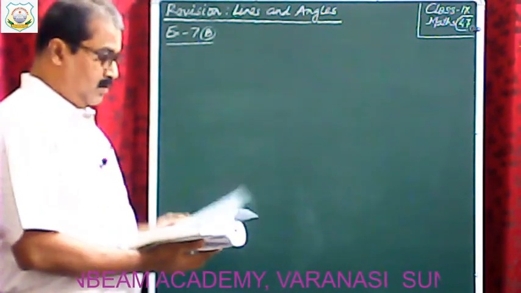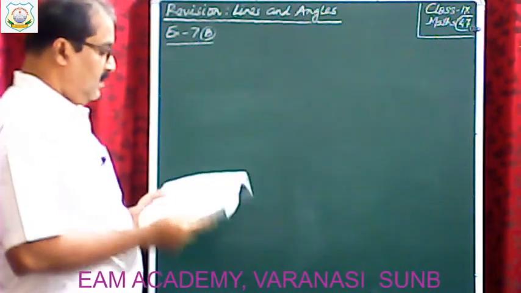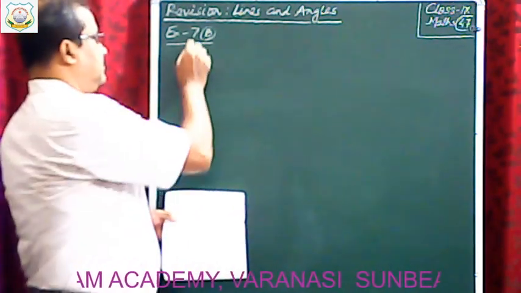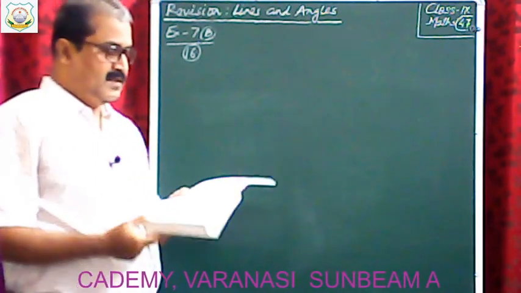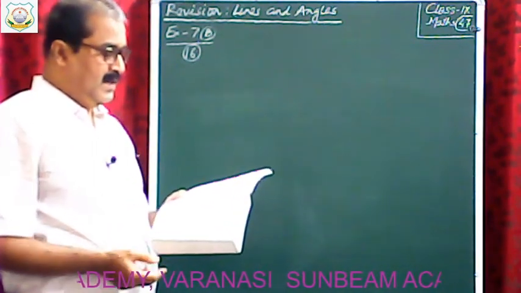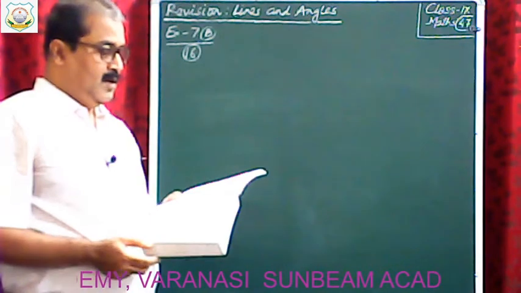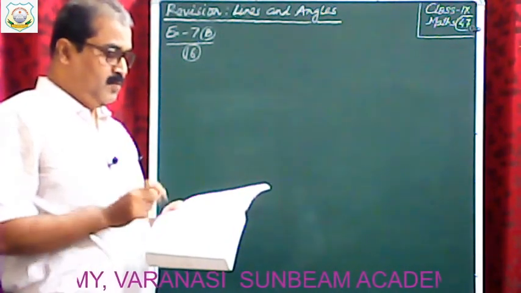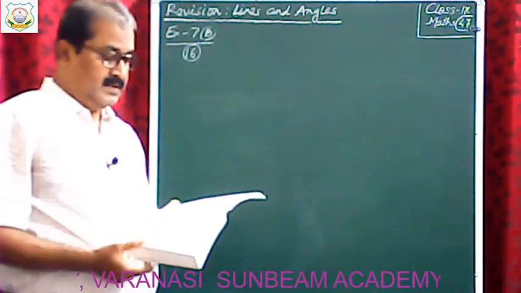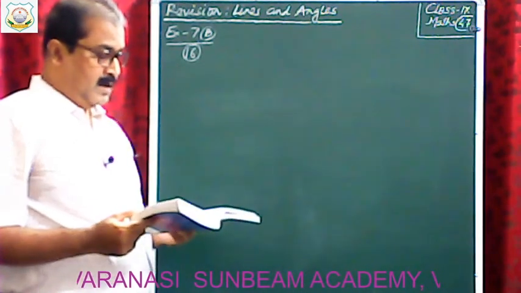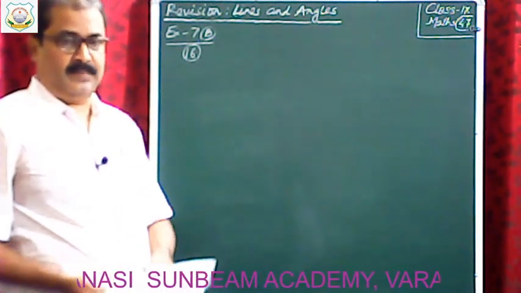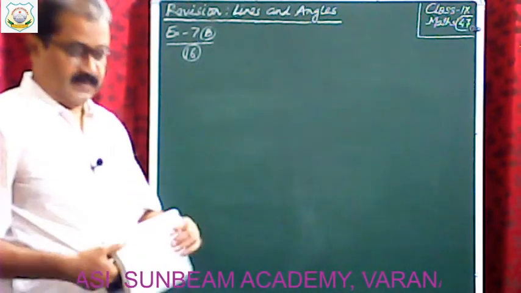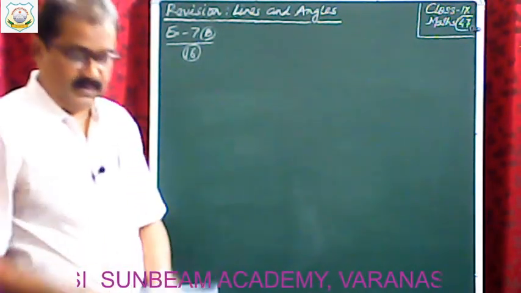One more important question given in the same exercise, that is question 16. Prove that the bisectors of two adjacent supplementary angles include a right angle. Adjacent supplementary angles and linear pair are the same, isn't it? We have done these questions, but again I am doing them.